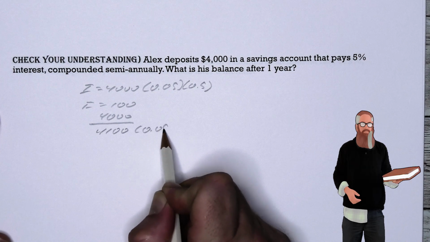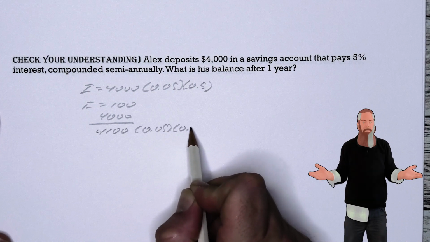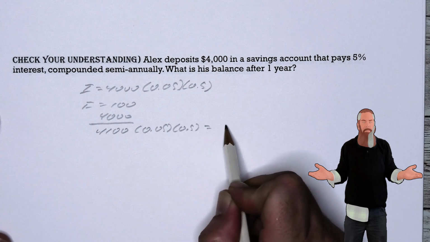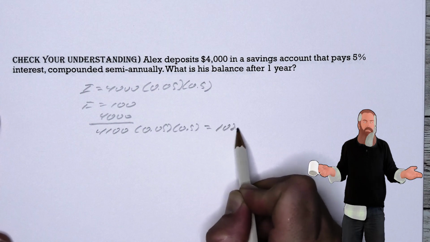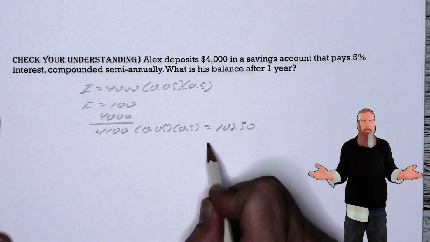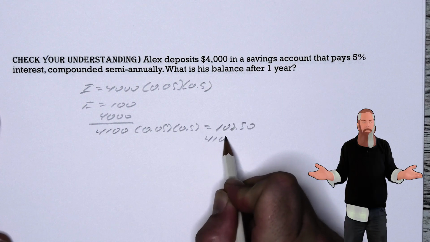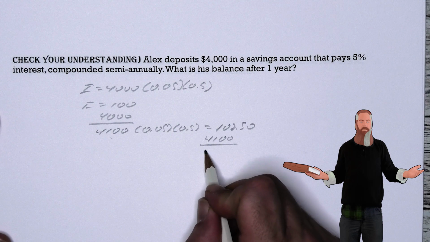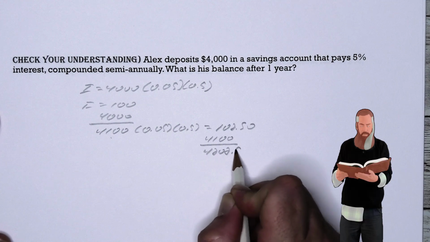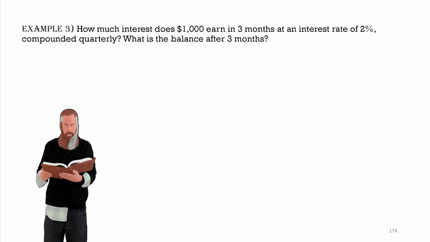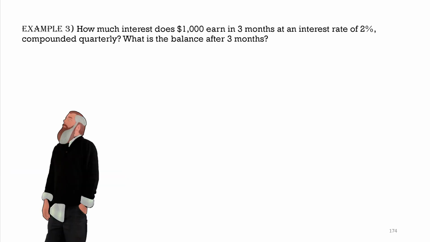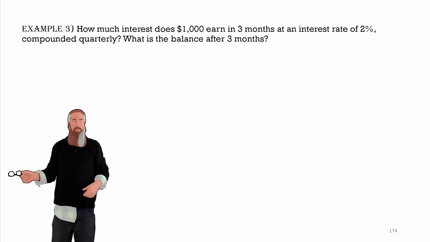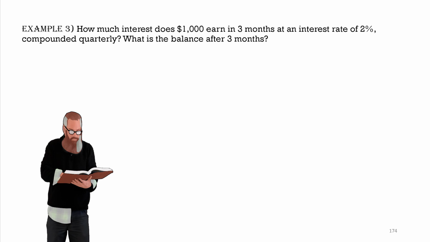But times 5% times that next half a year, and another $102.50 is earned. We get to add that to the $4,100 that they began this cycle with, and we get $4,202.50.